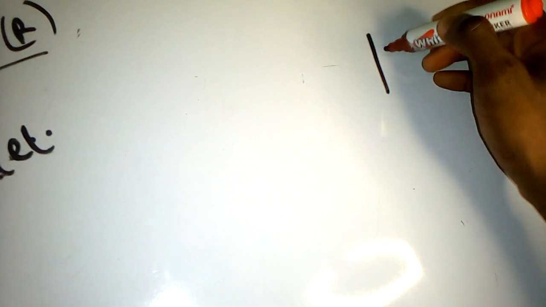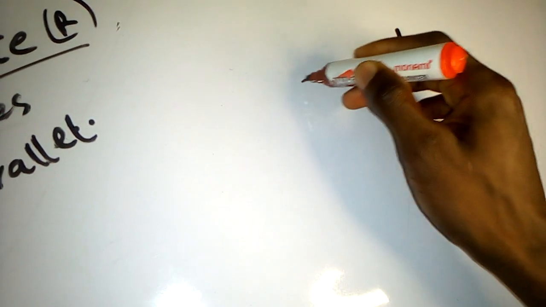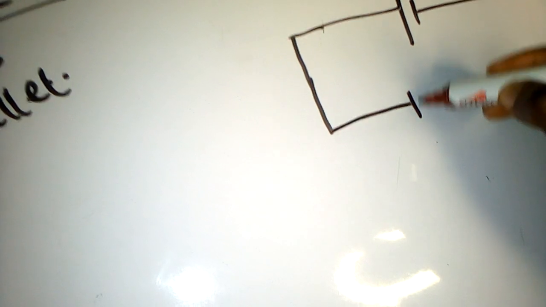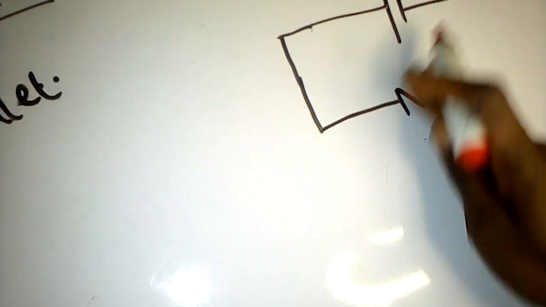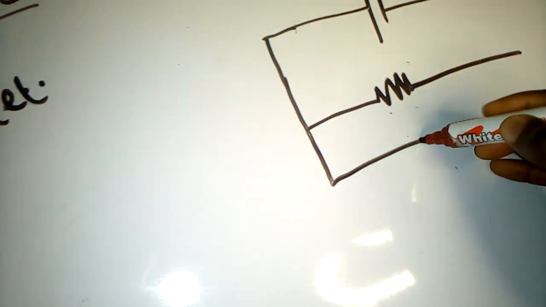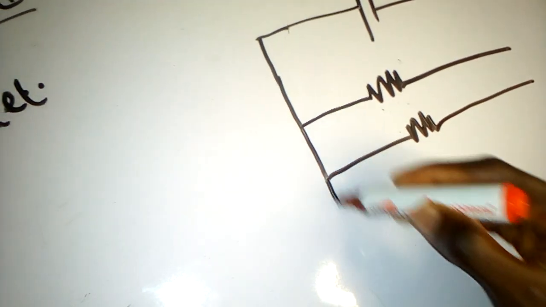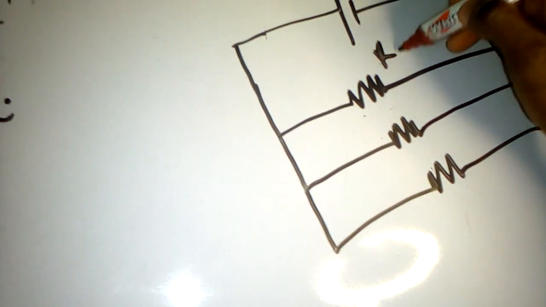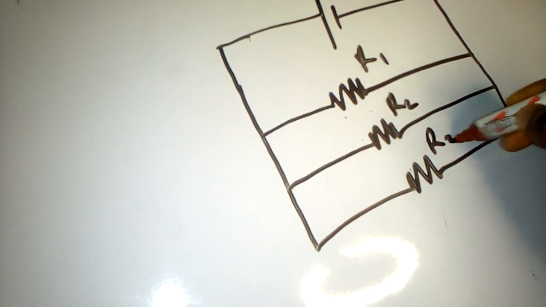So when resistors are in parallel, look at this, you have the parallel arrangement of resistors. Let me give an instance of that. So this is the cell. Let's assume you have the resistors, one connected here, one connected here, and the other connected here. So this is R1, R2, R3.